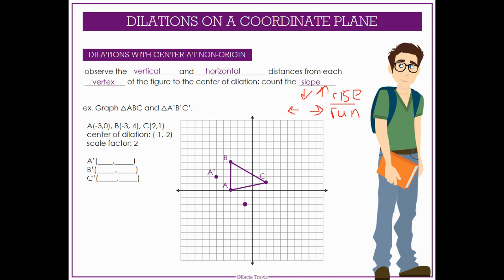Now we want to go through and deal with some of the changes. So we're going to take our scale that we got here, and we're going to go through and effect some changes. All right, first off, let's look at A. A is at -3, 0. When I get A prime, you might notice some things happen to change.